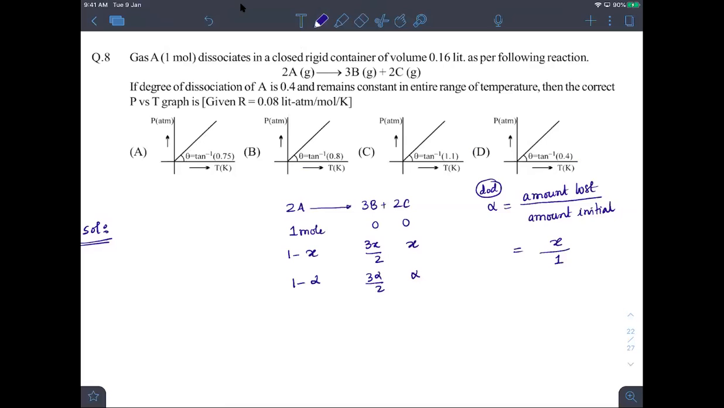Now the alpha value is given as 0.4. If you see, originally when the reaction started, we had only 1 mole here. This was not there. Now we have a mixture: A also, B also and C also. Now he says that it is dissociating in a rigid container of volume 0.16. So volume is not changing, it is at constant volume. So you can see that we can apply Gay-Lussac's law. PV is equal to nRT at constant volume. So P is directly proportional to T, or P is equal to some constant into T, which is like a y equals mx graph.